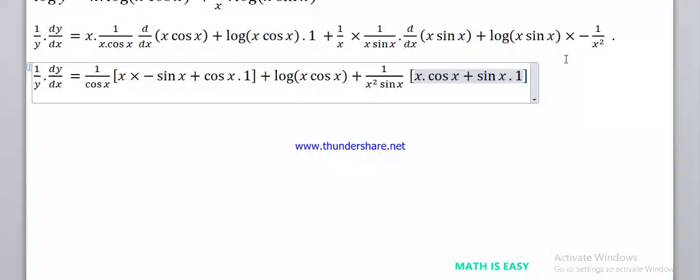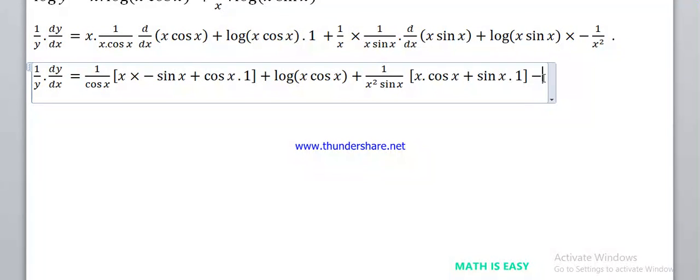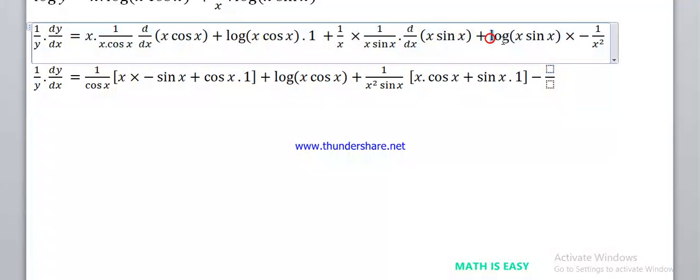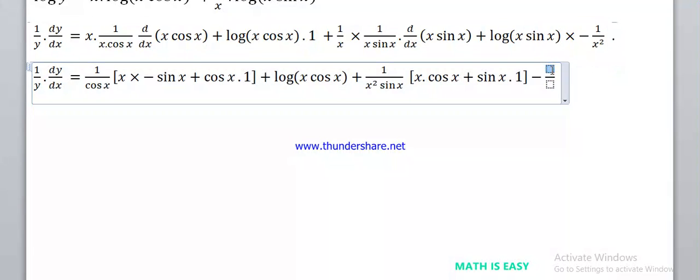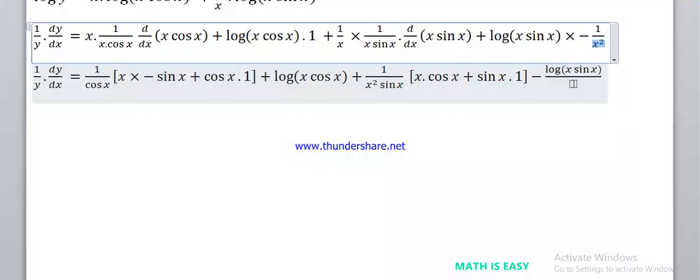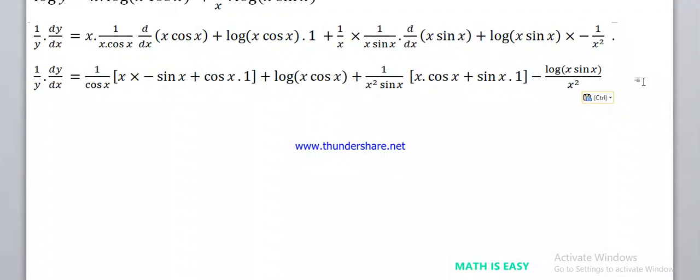You got it? And the next term is going to come as minus, because this is plus sign into minus sign, so plus into minus is minus, and here I am going to get again the fraction. In the fraction, x log x sin x will remain as is in the numerator, and the denominator is going to be x square. Now see if you can simplify anything easier, or you can keep it as it is.